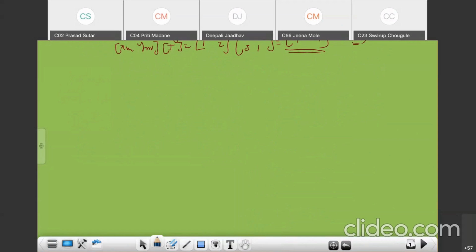Now the next one, transformation of parallel lines. If there are two parallel lines and we transform them, what happens? When a 2 by 2 matrix is used to transform a pair of parallel lines, the result is a second pair of parallel lines.